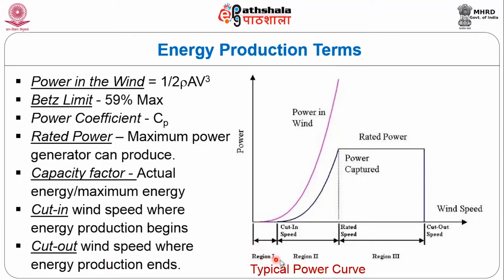And here it is given the region 1, 2 and 3, and the cut-in speed, and this is the rated speed, at which maximum power could be captured, and this is the cut-out speed, beyond which the wind turbine will not be operated, and this is the power in the wind, typical power curve.